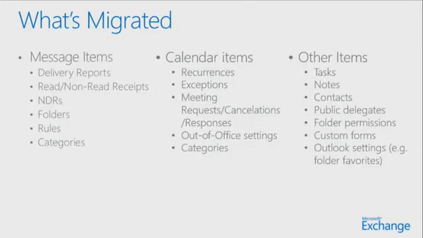All right, what's migrated? Message items, delivery reports, read and non-read receipts, NDRs, folders, rules, categories, calendar items, recurrences, exceptions, meeting requests, cancellations, out-of-office settings, categories, and tasks, notes, contacts, public delegates, folder permissions, custom forms, Outlook settings, folder favorites.